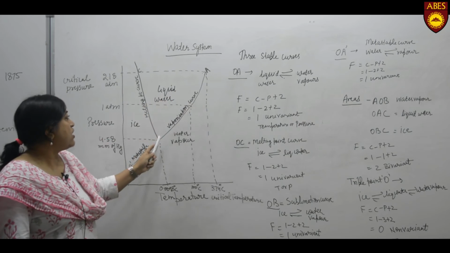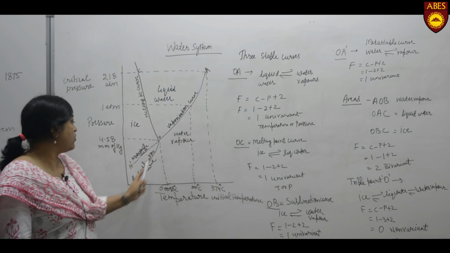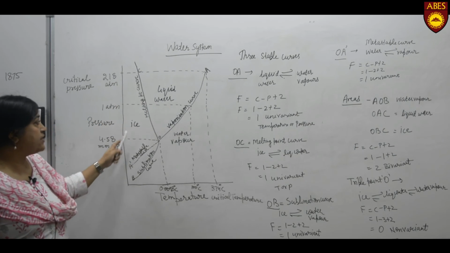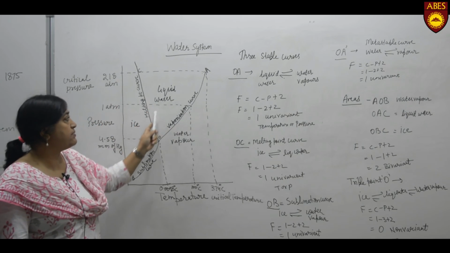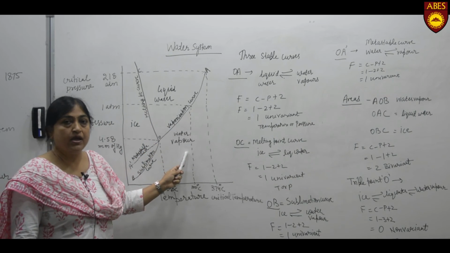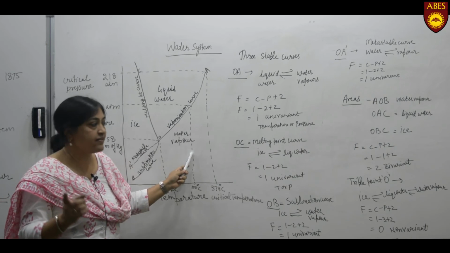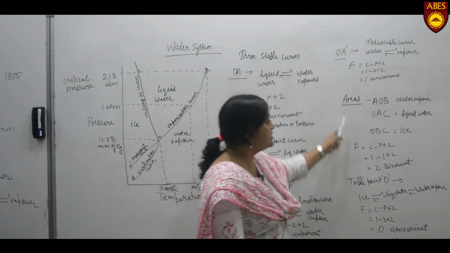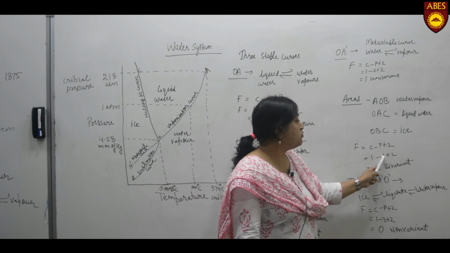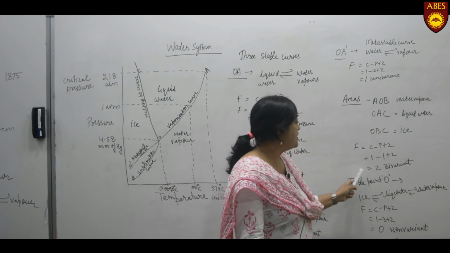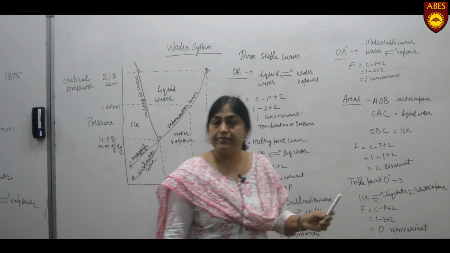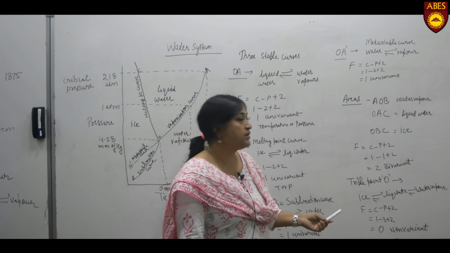Now there are different areas. This is one area OAC, this is another area AOB, and this is another area OBC. This OBC area represents the ice, OAC area represents the liquid water, and this OAB area represents the water vapor. Because here only the one phase is present, so in all these areas the degree of freedom is 2. When we put the value P equal to 1 and component equal to 1, then we get the result F equal to 2. So it is a bivariant system. Temperature and pressure both are required to define the system completely.